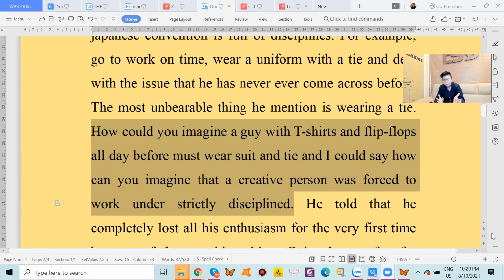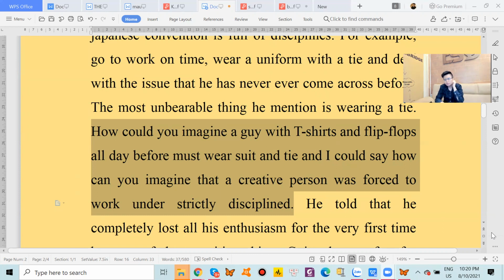Okay, here comes the sentence. How could you imagine a guy with t-shirts and flip-flops all day before must wear a suit and tie? And I could say, how can you imagine that a creative person was forced to work under strictly discipline?